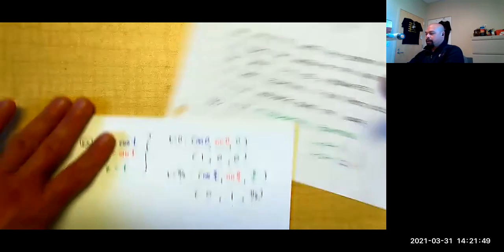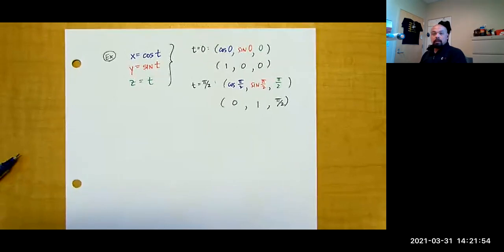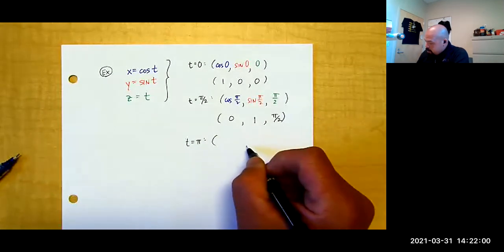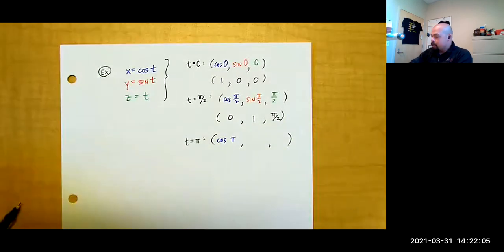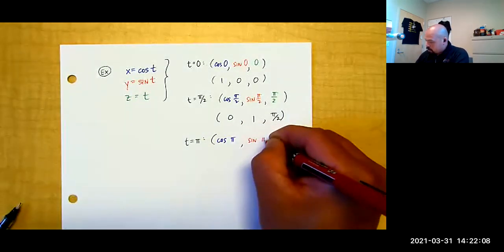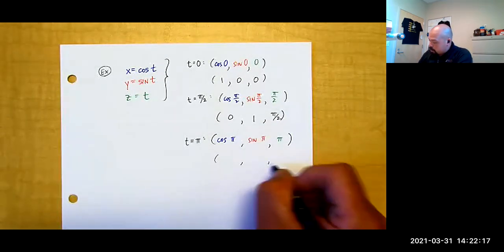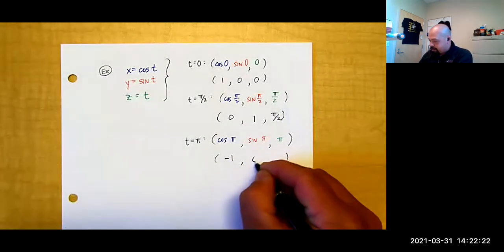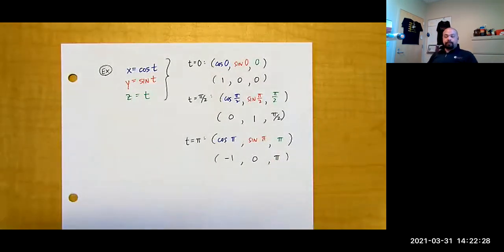We'll do one more here just for the sake of discussion, and I'll provide some helpful graphing tools online. So let's try again with now t equals pi. We're going to have cosine of pi, sine of pi, and the z coordinate is t, which is pi again. So now we're going to get this ordered triple. Cosine of pi is -1, so the x is -1. Sine of pi is 0 again. And then pi is roughly 3.14.